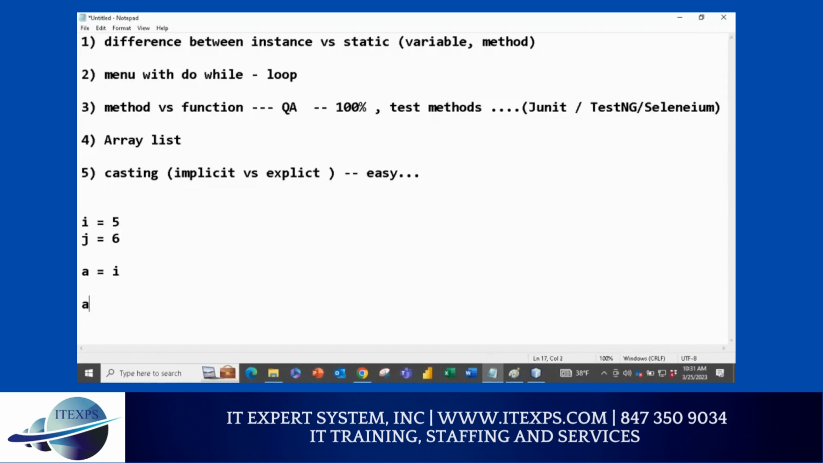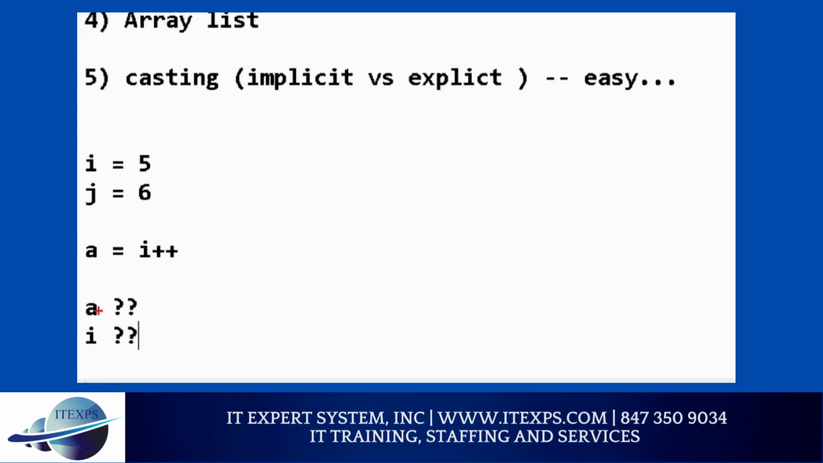Now, please pay attention. If I say a equals i++, now what is the value of a and what is the value of i? So please understand, a is equal to 5. Because you are doing plus later, you're giving a 5. Then you're saying plus plus, so i will now be 6. So you're saying it later, but you're giving first. So you're giving 5 to a, so a will be 5. Make sense or no?